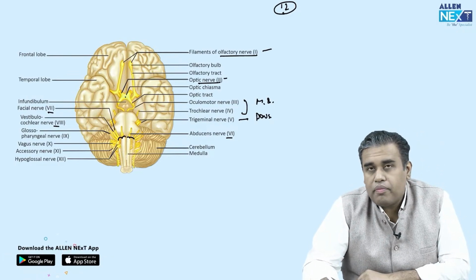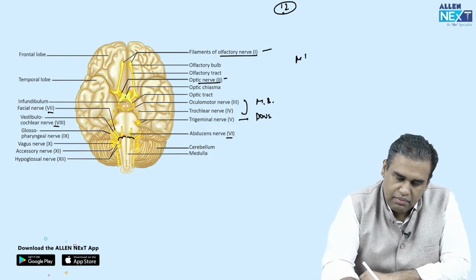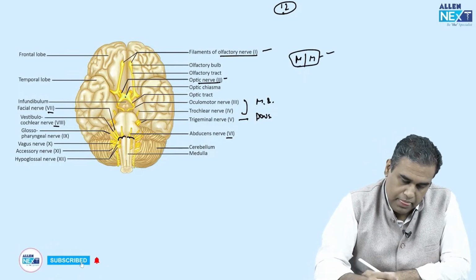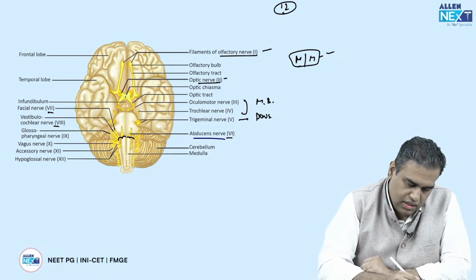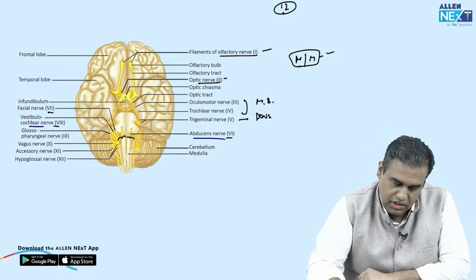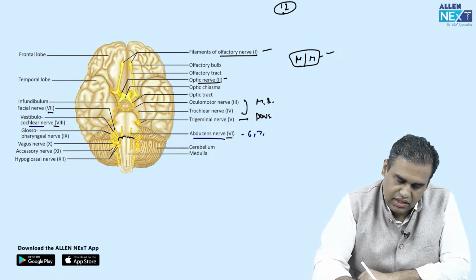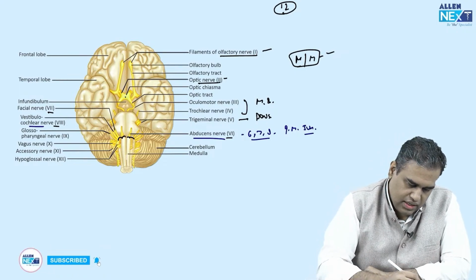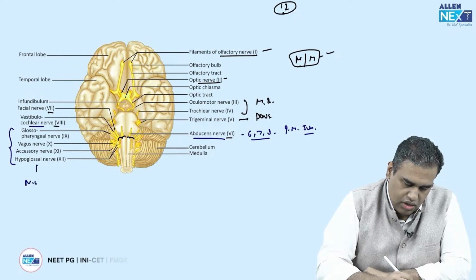As we know, M is for motor nerve and M for medially lying. Remember this point. As you can see in this image, the sixth being a motor nerve is more medial and the eighth being a sensory nerve is more lateral. So 6, 7, and 8 come from the PM junction, the pontomedullary junction. The 9th to 12th cranial nerves come from the medulla oblongata.